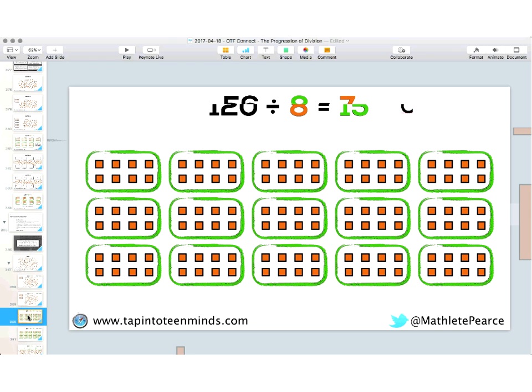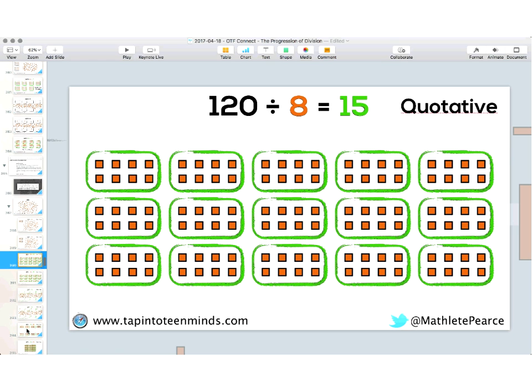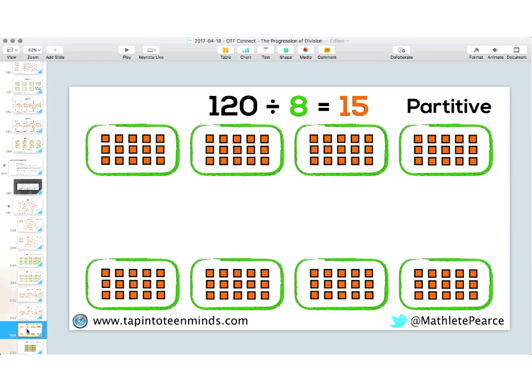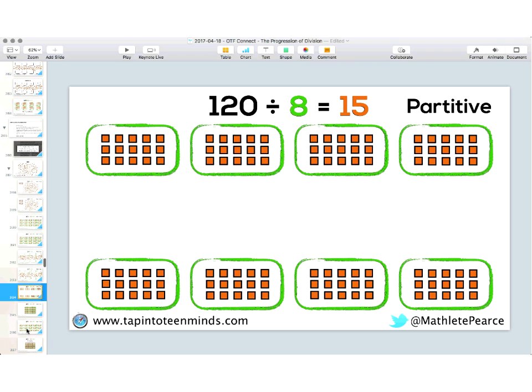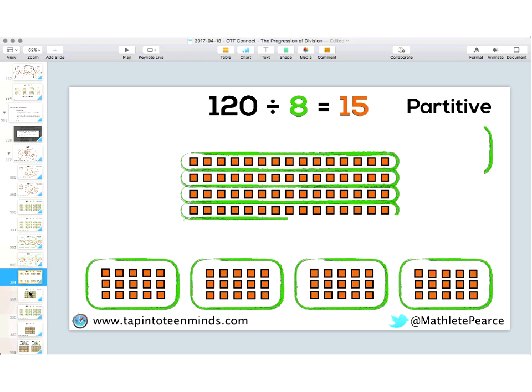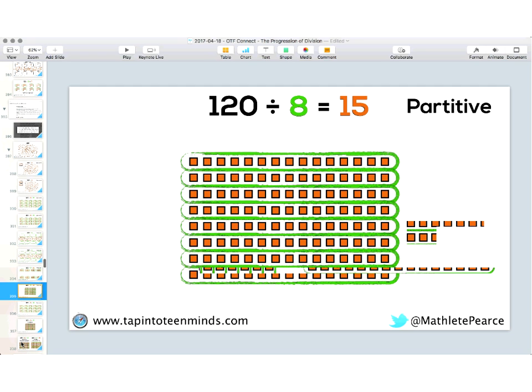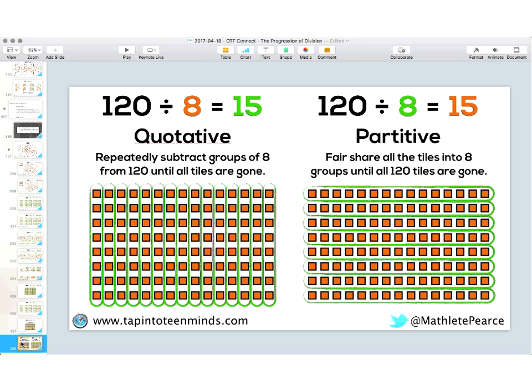Now, as we go to larger numbers, the same can be true. If we were to look at something like 120 divided by 8, here's what it would look like quotatively. Here's what it would look like partitively. But the part that I really want to communicate is the idea that both quotative and partitive can be represented as the same array. So here's the partitive array. Here's what the quotative array would look like. And ultimately, they're the same exact array. It's just how we group these items.